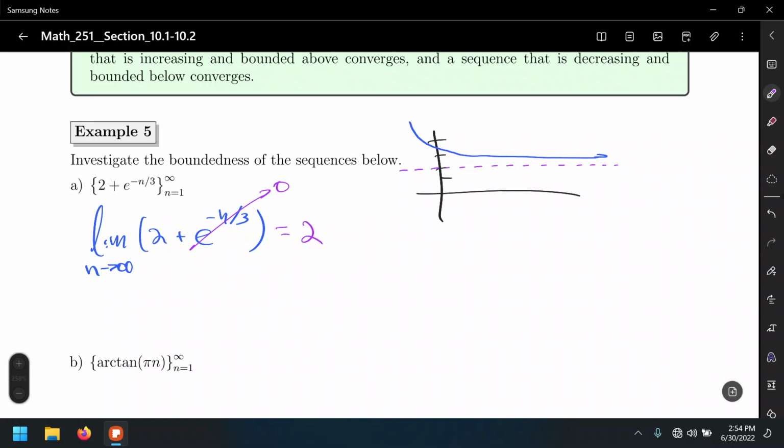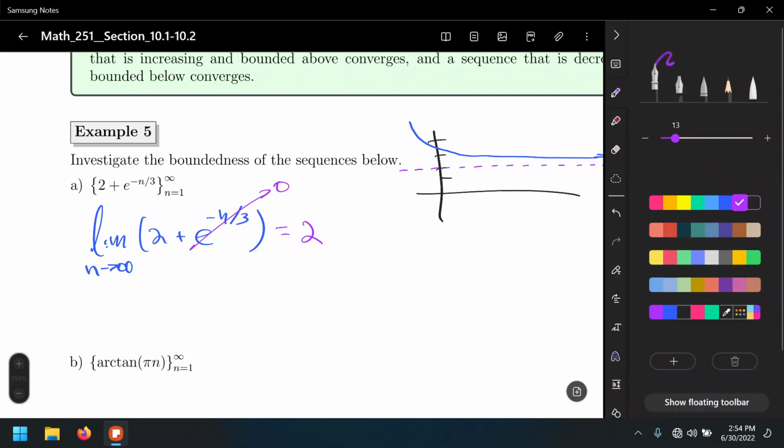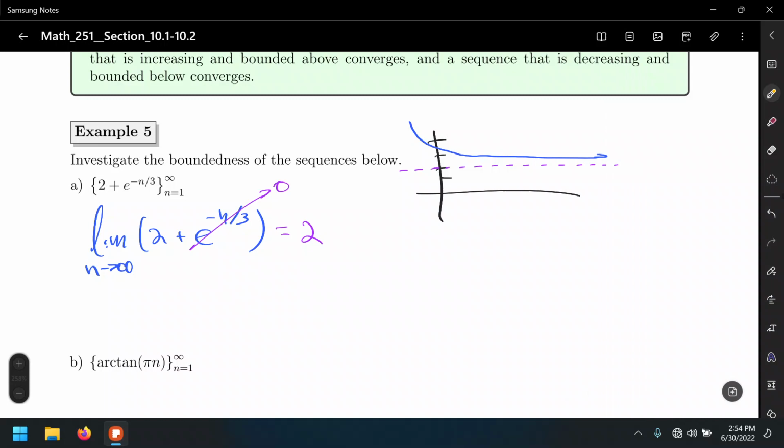So in this case, yes, it's bounded at 2, but in this case it's bounded below by, and in this case it's lowercase m for the lower bound. All right. Let's look at the next one.